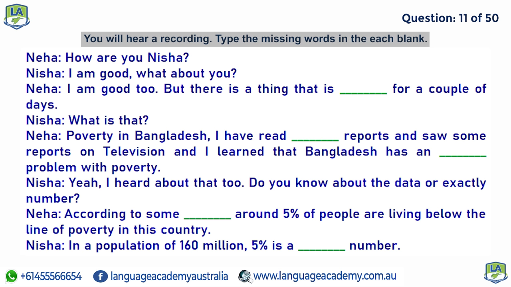I have read newspaper reports and saw some reports on television, and I learned that Bangladesh has an extreme problem with poverty. Yeah, I heard about that too. Do you know about the data or the exact number? According to some statistics, around 5% of people are living below the poverty line in this country. In a population of 160 million, 5% is a huge number.